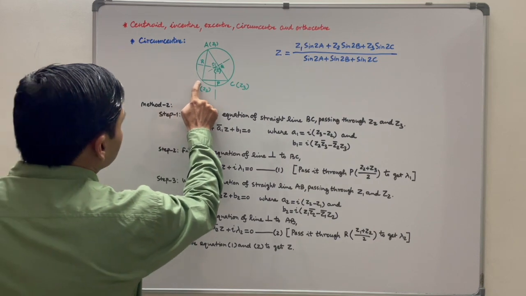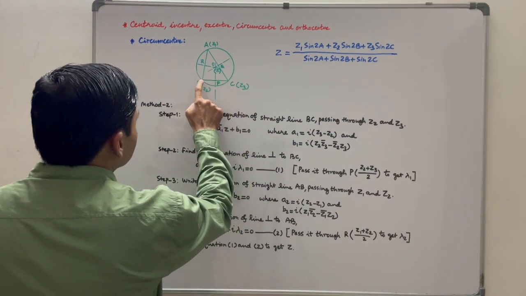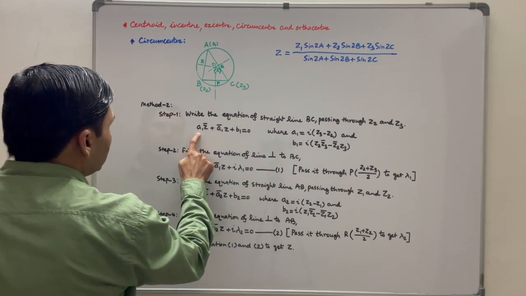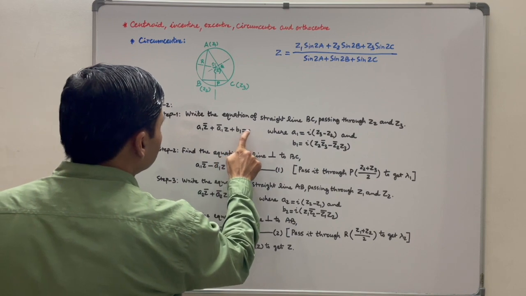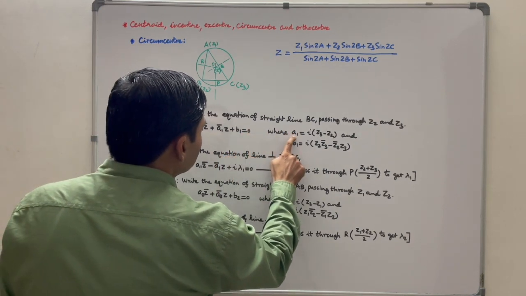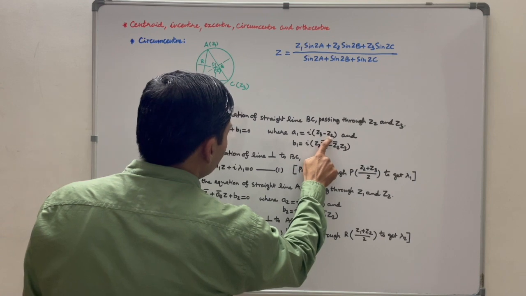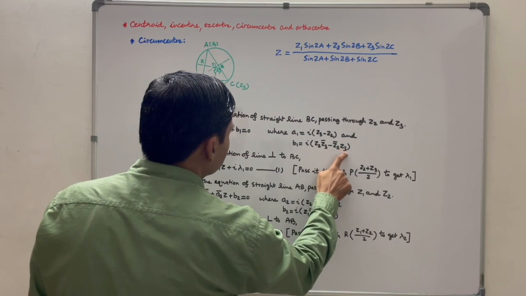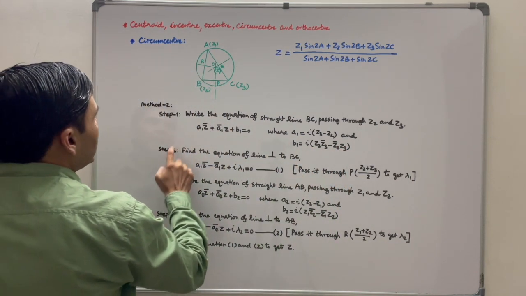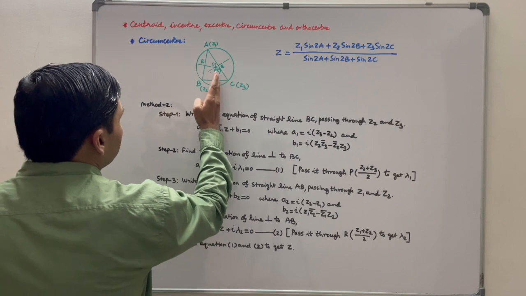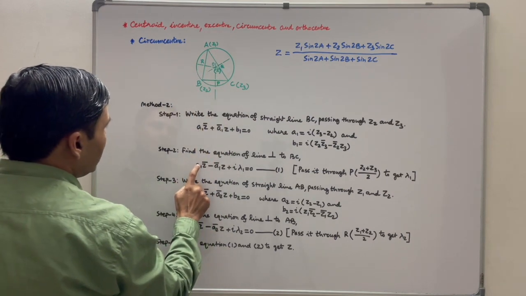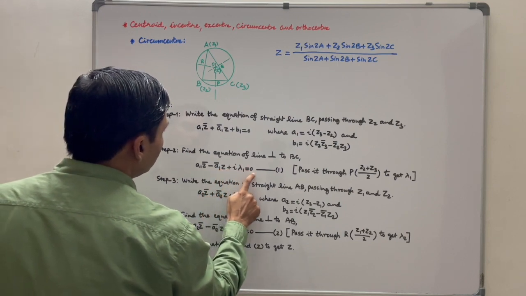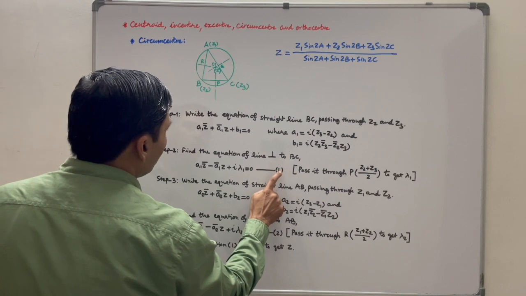First step, write the equation of the straight line BC that passes through z2 and z3. Suppose its equation is given by A1 z bar plus A1 bar z plus B1 is equal to 0, where A1 is equal to i into (z3 minus z2) and B1 is equal to i into (z2 z3 bar minus z2 bar z3). Next, we will write the equation of a straight line that is perpendicular to BC, and it is given by A1 z bar minus A1 bar z plus i lambda 1 is equal to 0. Suppose this is equation number 1.